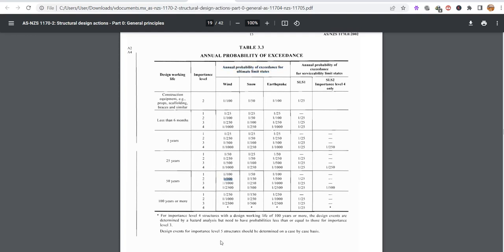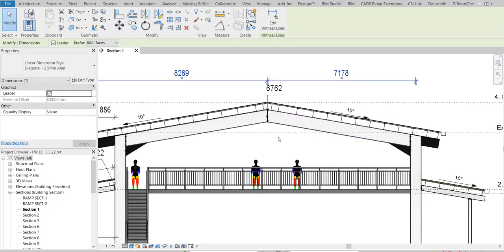What it means is, for every 500 rounds of cyclone, I'm going to expect only one cyclone to cause permanent damage to the structure. That's what it means by 1 out of 500 annual probability of exceedance for wind. There's no snow here, and I'm going to ignore the seismic effect because the structure is a shelter.